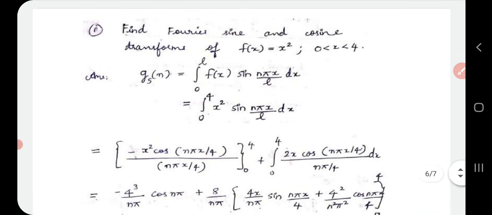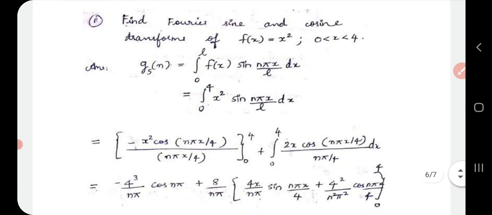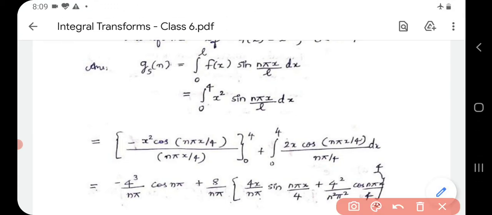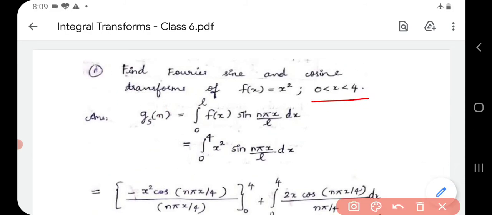Now one question based on that formula: find the Fourier sine and cosine transform. The function is given as x square. Since we have to find the sine Fourier transform first, apply the formula for the sine Fourier transform, that is integral 0 to L f of x sin n pi x by L dx. F of x is given in the question as x square, and the limit is from 0 to 4, right? So L is 4. Okay, so that is substituted.